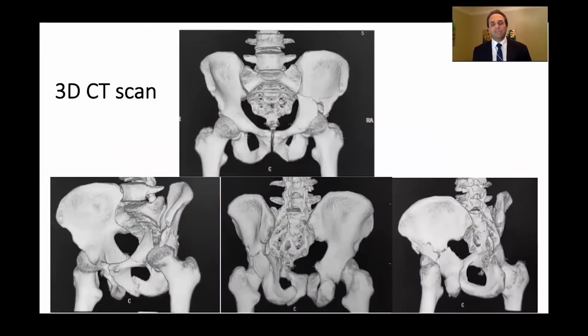Then we come to the 3D CT scan, which, to my mind, is not very important, but it's a nice imagination of the 3D configuration of the fracture and anatomy. It shows us where the head is dislocated, in which direction, and it's a nice imagination of what you will see.